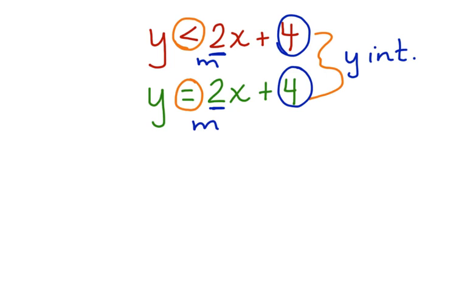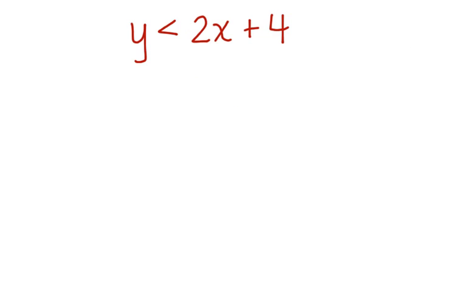y-intercept. Using what we know about slope and y-intercept, we can graph a linear inequality in a similar way that we graph a linear equation. Let's take a look. y is less than 2x plus 4. We know that the 4 is the y-intercept and the 2 is the slope. Now let's look at how to graph this on the coordinate plane.